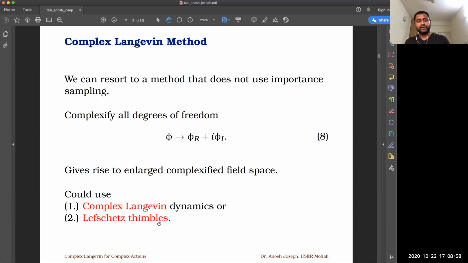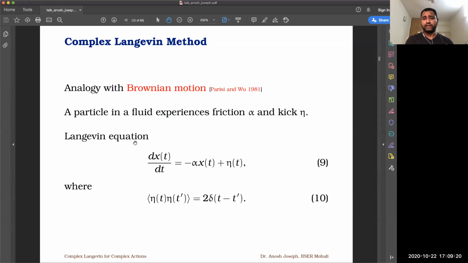One is based on the complex Langevin equation, and the other is deforming the contour in a certain way on the complex plane. These contours are called Lefschetz thimbles, and we can do Monte Carlo on Lefschetz thimbles with a complex action. So we'll be focusing on the complex Langevin method. It is analogous to Brownian motion. It was first introduced by Parisi and Wu in 1981.